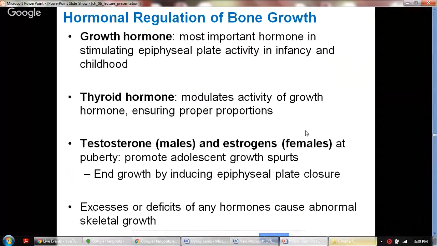Lots of regulations happen during the bone growth process. The major ones would be the hormonal involvement.